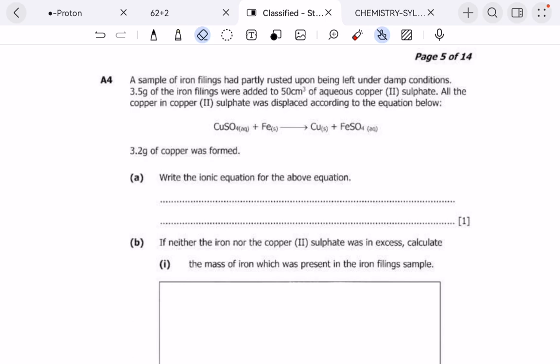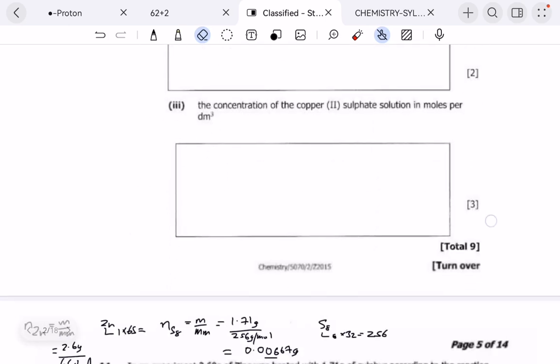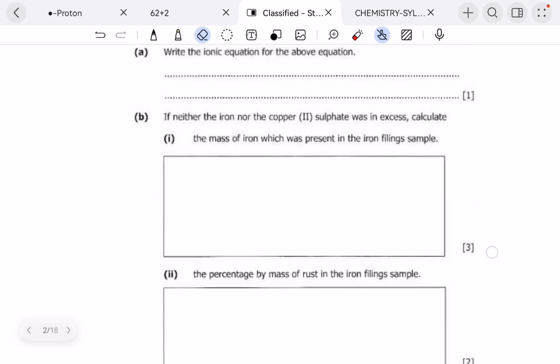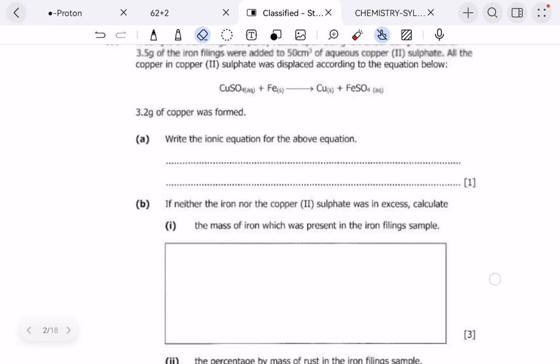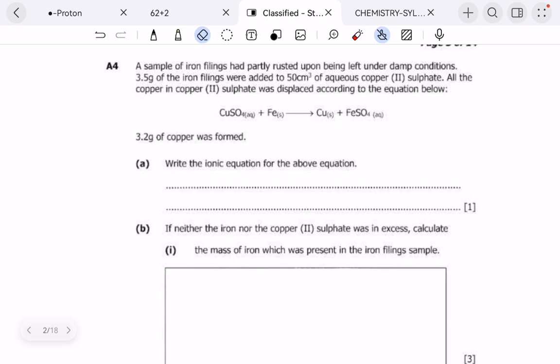In this tutorial, I'm going to answer a more conceptual question, a 2015 question from a pure chemistry ECZ. So let's dive into it. A sample of iron filings had partly rusted upon being left under damp conditions. 3.5 grams of the iron filings were added to 50 cubic centimeters of aqueous copper 2 sulfate. All the copper in copper 2 sulfate was displaced according to the equation. So the first question is: write the ionic equation.